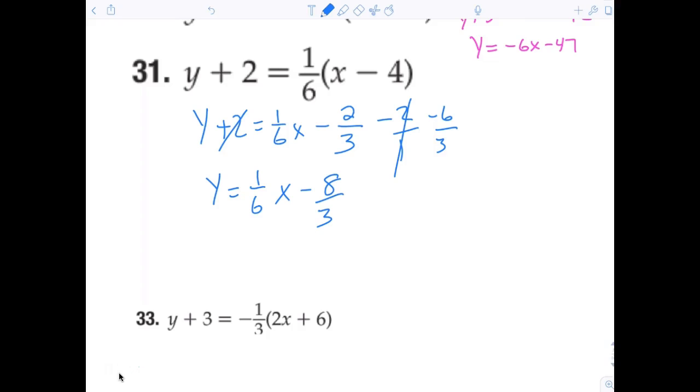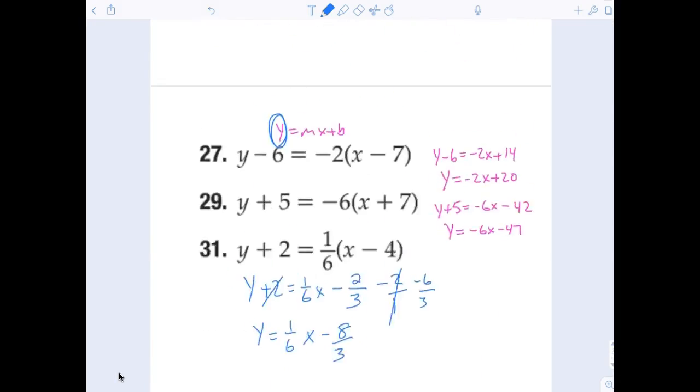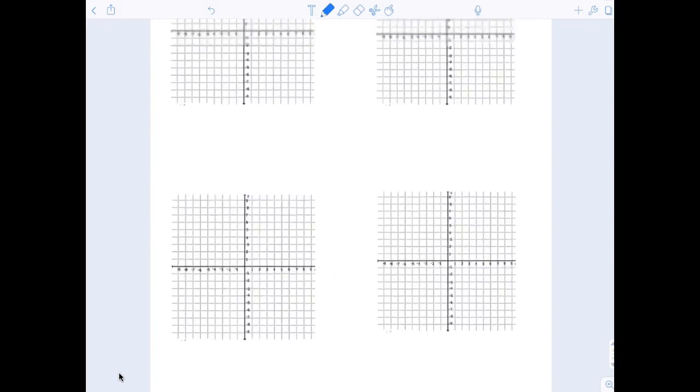All right, Parker, finish it up. 33, what do I do? Okay, you have to distribute the negative 1/3. Right? So then it would be y plus 3 equals negative 2 over 3x minus 2. Beautiful. Final answer. And then our answer would be y equals negative 2 over 3x minus 5. Exactly correct.